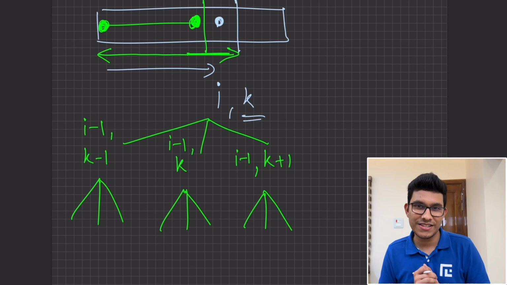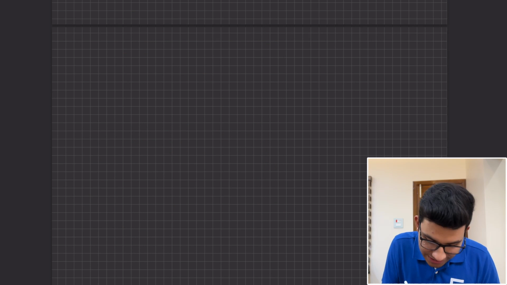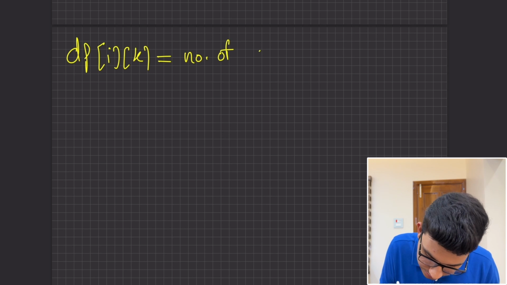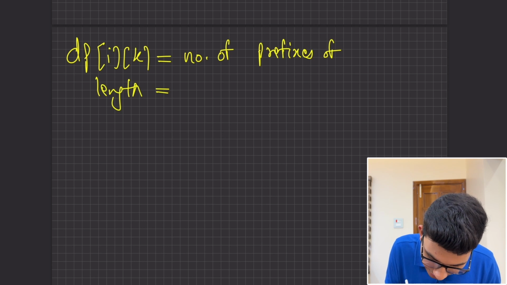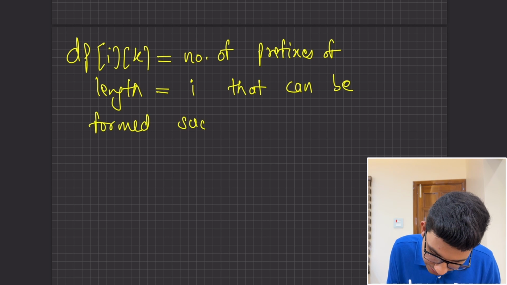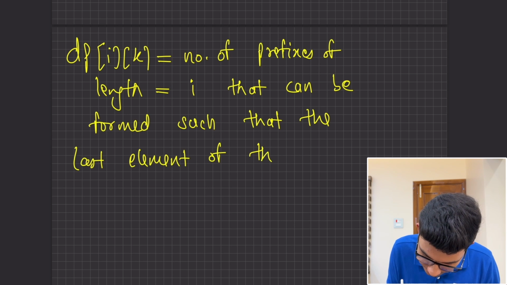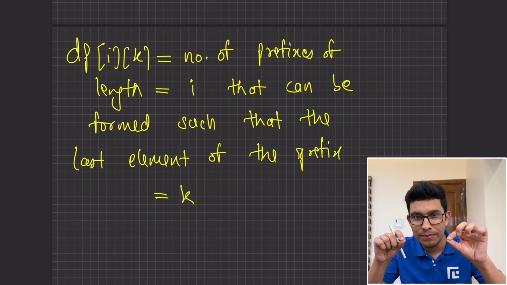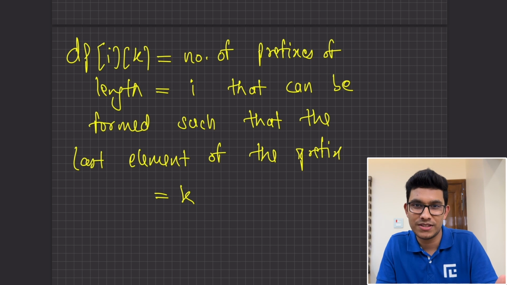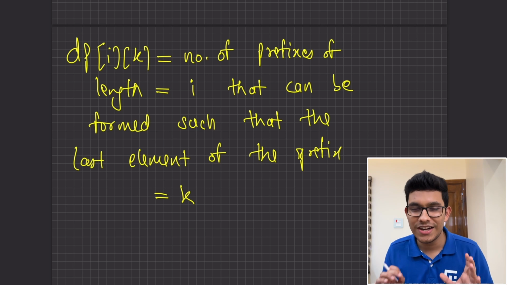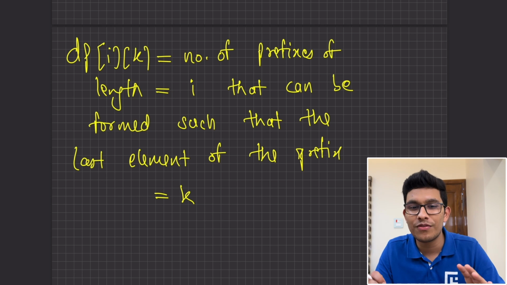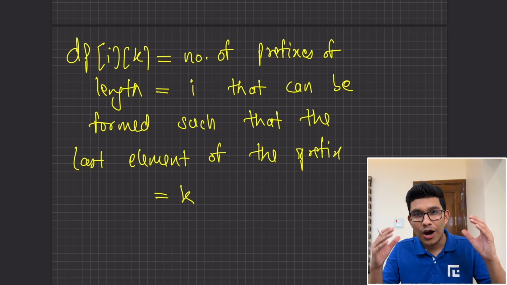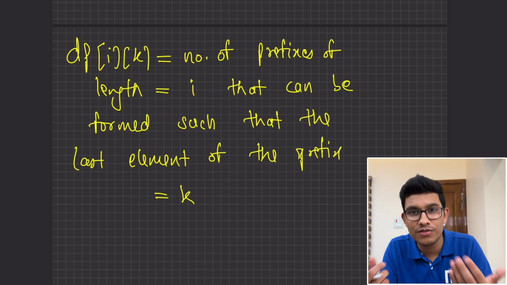So now can I think about a DP state? Can I define my DP state like this, that DP of I comma k is equal to the number of prefixes of length I that can be formed such that the last element of the prefix is equal to k? If I define my DP state like this, I would know that this given problem breaks down into smaller 3 problems. Now again guys, it is very important to understand that in this problem, it was not at all obvious that this is going to be the state. But this is the mindset that we want to develop. We want to think about how we can break the problem into smaller subproblems and solve those smaller subproblems.